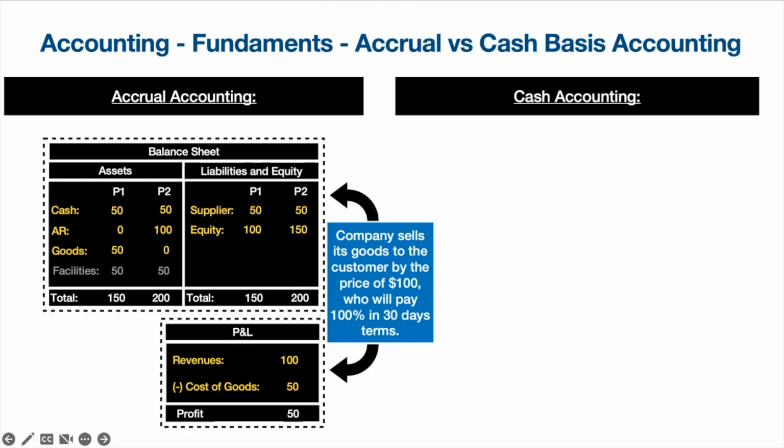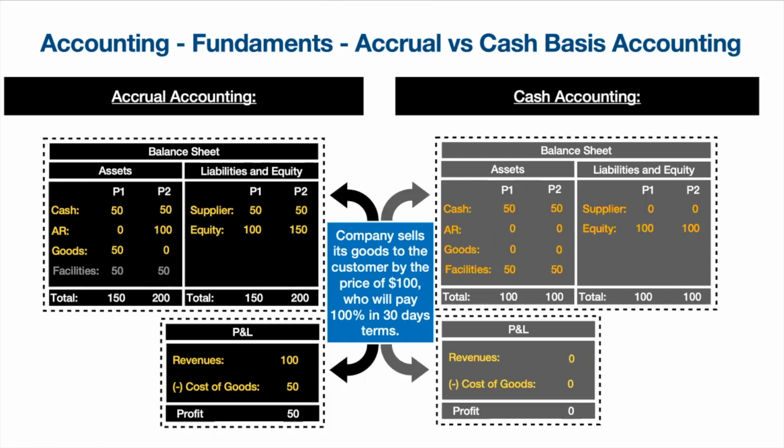In accrual basis accounting, this is how our financial statements would look, our balance sheet and our P&L. In cash basis accounting, this is how our financial statements would look. Let's take it piece by piece for you to see the difference. First of all, our cash position is the same, okay? So it's money in our pockets.